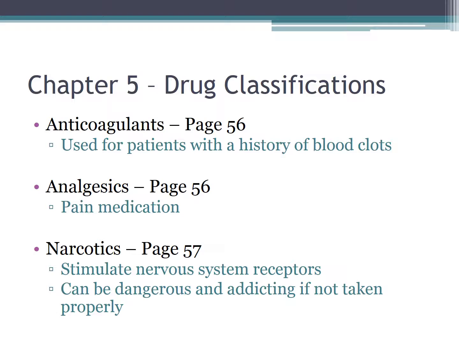Analgesics, down at the bottom of page 56, a lot of us take these frequently to take the pain away, whether it's a headache, arthritis, or whatever. They are very common. Narcotic drugs are listed on page 57. These stimulate nervous system receptors, and they can be dangerous and addicting if not taken properly.